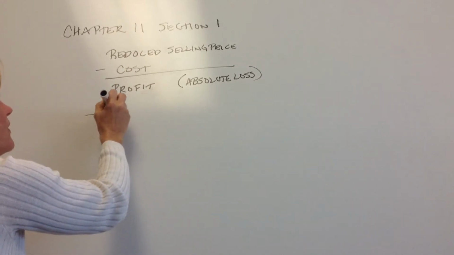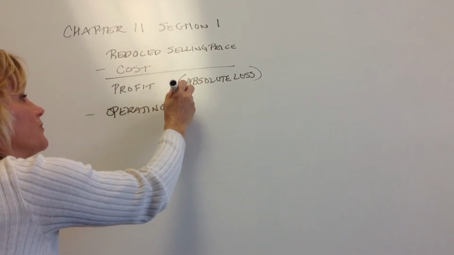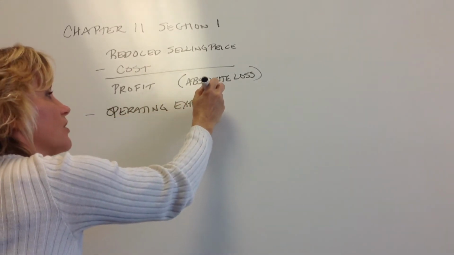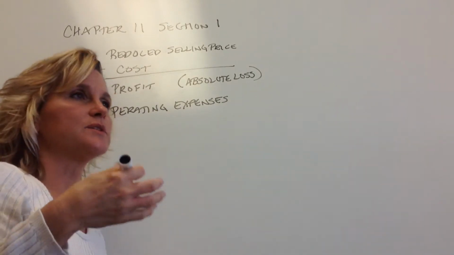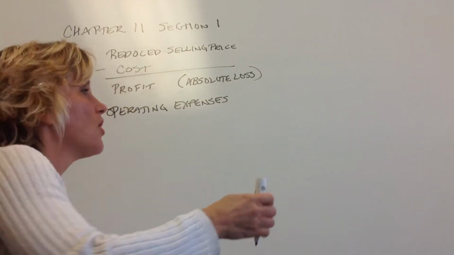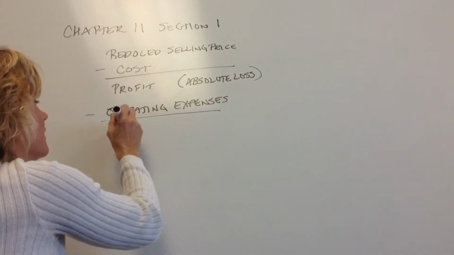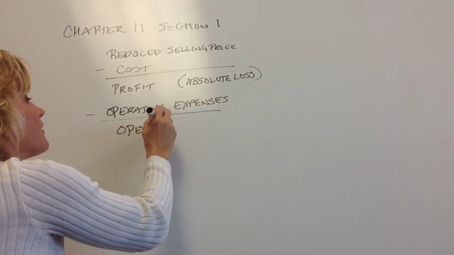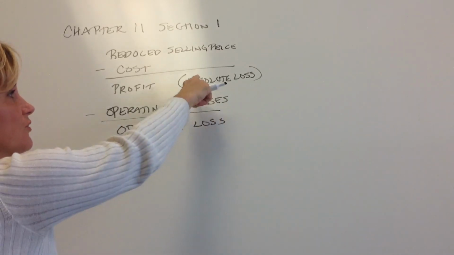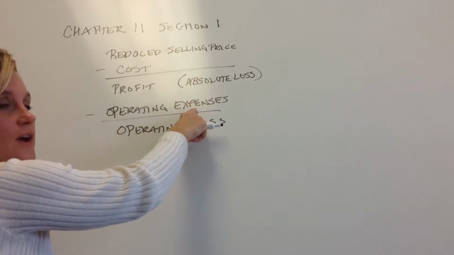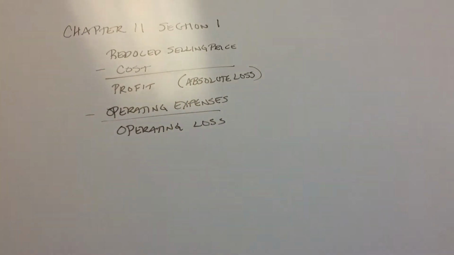Now from this, we still have to cover our operating expenses. So if we are a retailer, we still have to pay our clerks to run the cash registers. We still have to have electricity. We still have to pay rent. We still have to pay insurance. All those things still have to be paid. And then we'll subtract those from it and we'll end up with an operating loss. So if we're in a situation where we have an absolute loss and we subtract out those operating expenses, our operating loss is only going to get bigger.